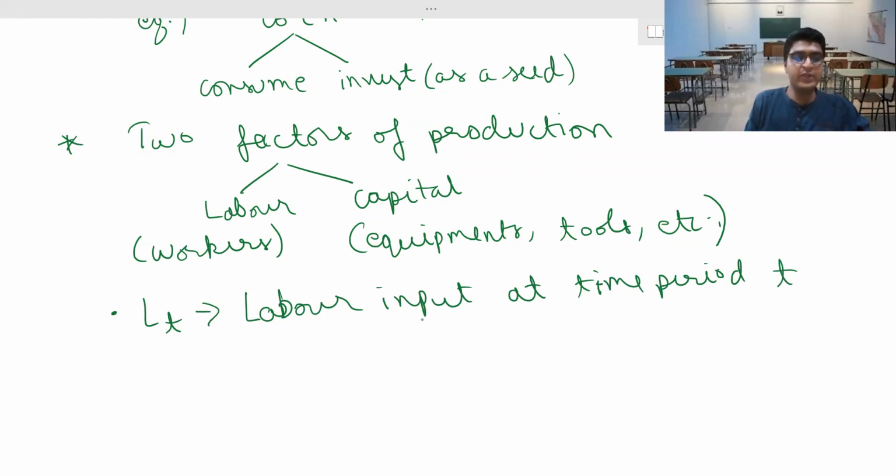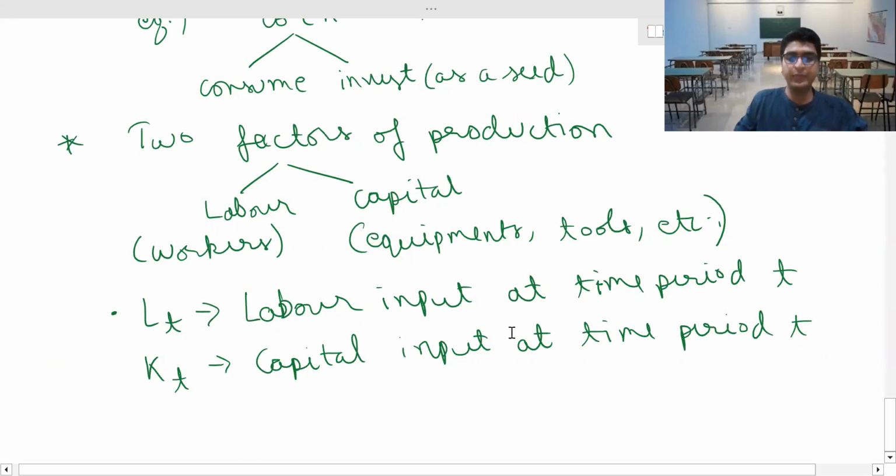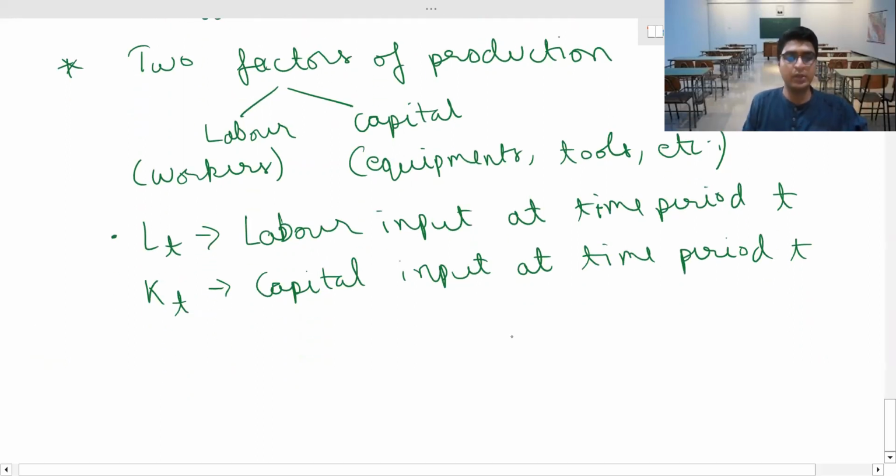Okay, and we'll use the symbol KT to represent capital input at time period T. Because symbol C is already reserved for consumption. Okay, so since C is used for consumption already, we use K for capital. Okay, and we don't use C for it.